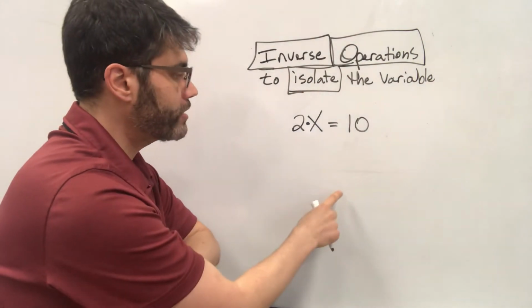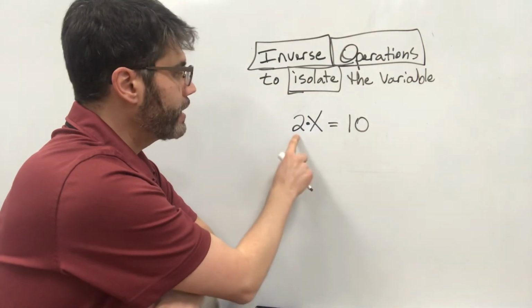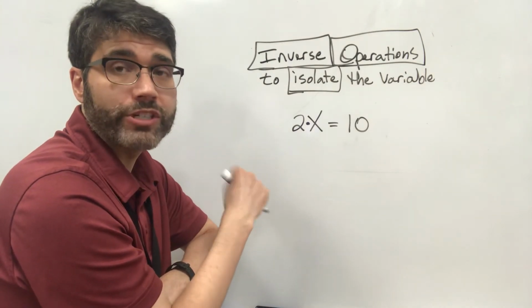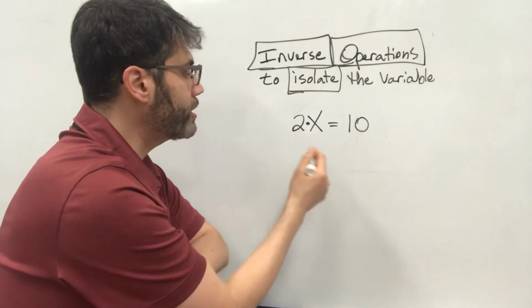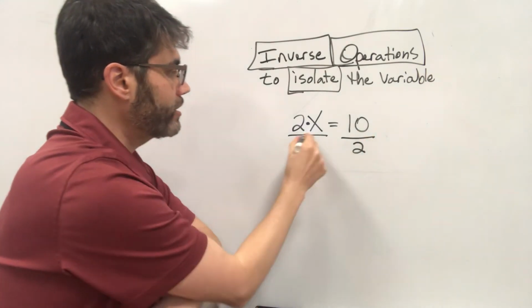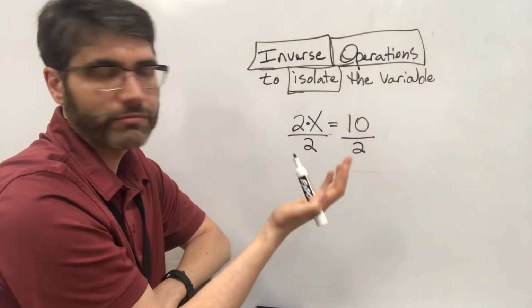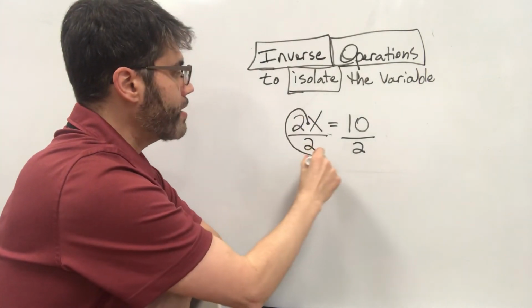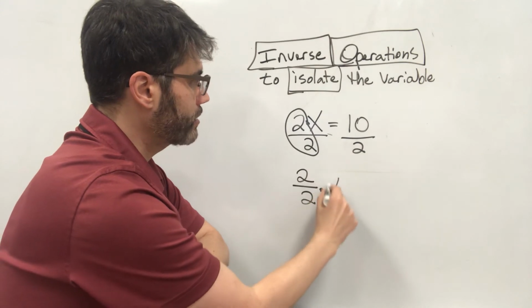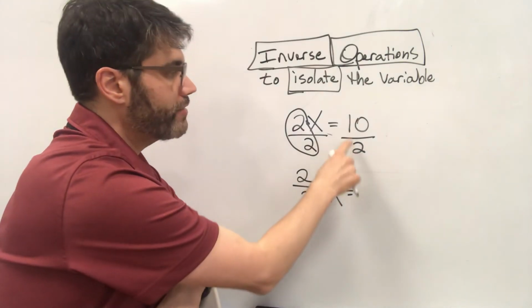So while we did subtraction when there was addition, here there's a multiplication, so we need to do the inverse of multiplication, which is division. So I'm just going to use it with a fraction line. I'm going to divide both sides by 2 with this fraction line. This fraction line means division. So do you see that now I have 2 over 2 times x equals 10 divided by 2 is 5.